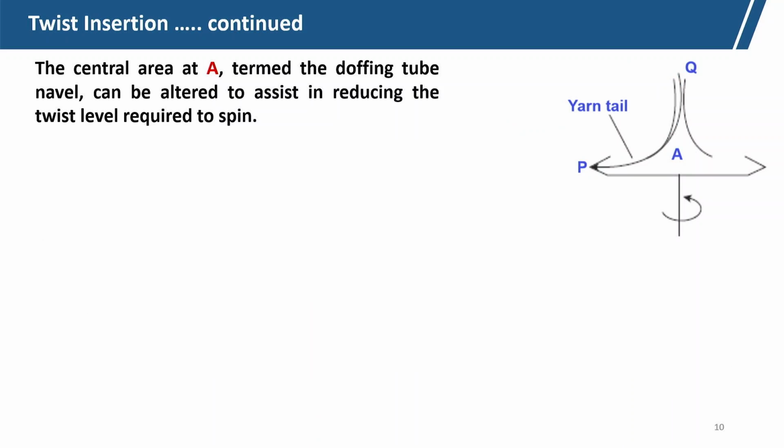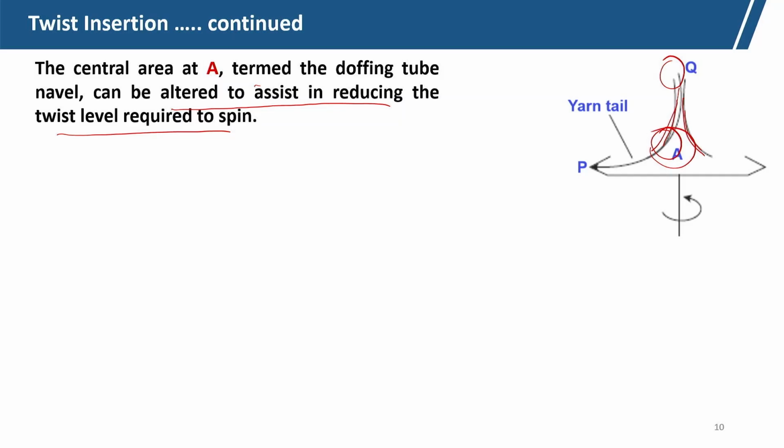The central area, that is A, which is under the control of the doffing tube, termed the doffing tube nozzle. So, here is the doffing tube, this part is the doffing tube exit point. It can be altered to assist in reducing the twist level required to spin. So, that is why we can reduce the twist level if we change the nozzle design.